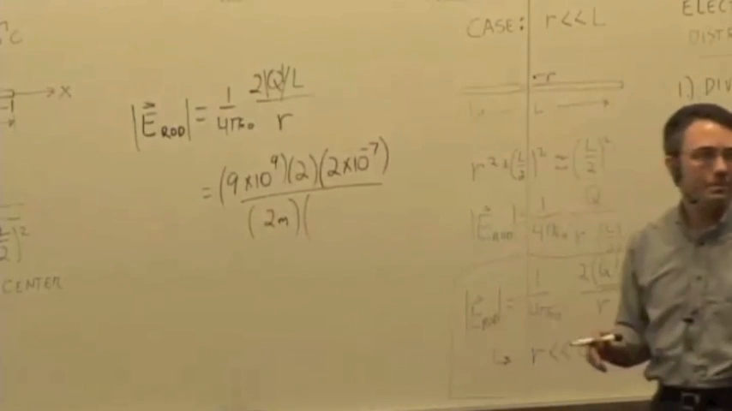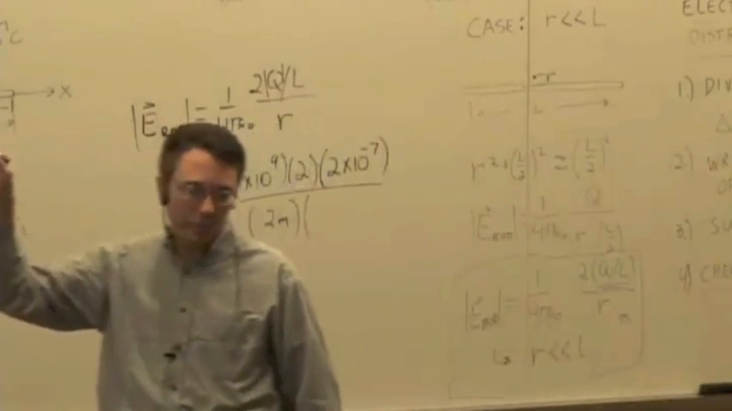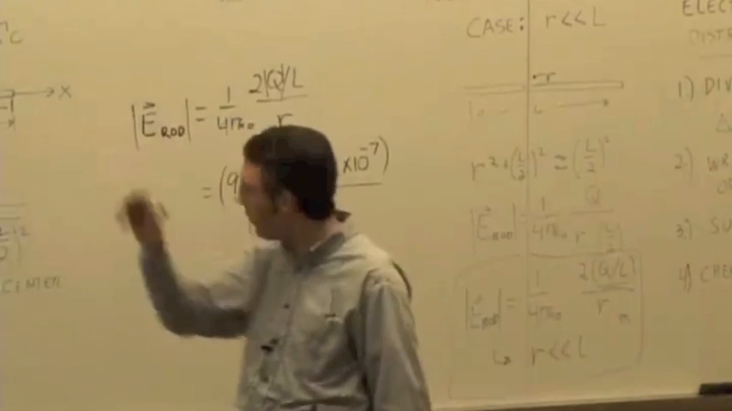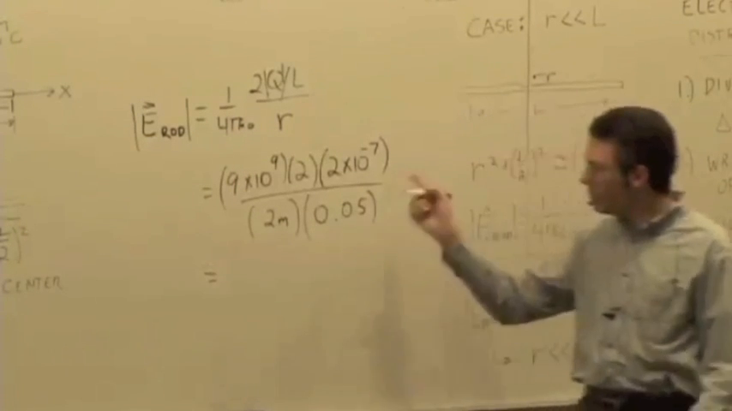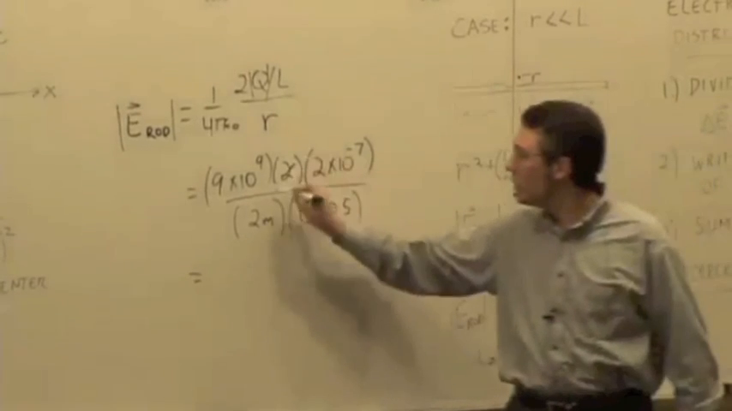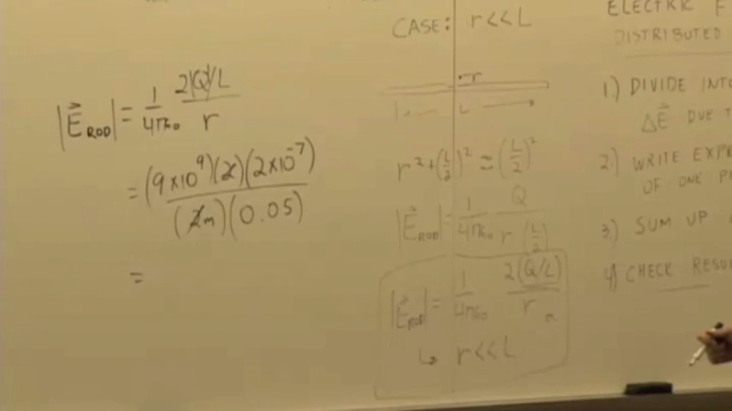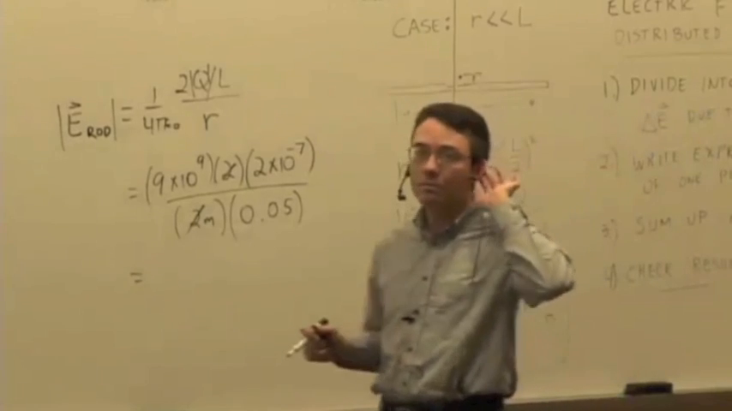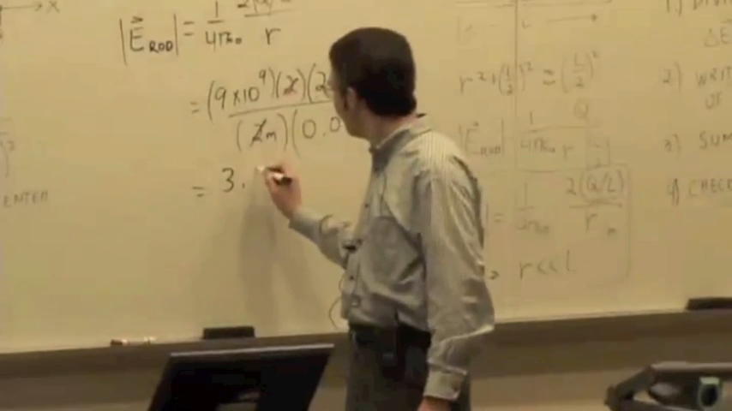And what's R? Right, so that is what number? Is it 0.03 or 0.05? 0.05. Okay? So what do you get when you plug that in? I didn't even actually work it out. Well, the 2's are going to cancel. You get 18 times 10 to the 2nd divided by 0.05. So what is that? Okay, so it's 3.6 times 10 to the 4th.